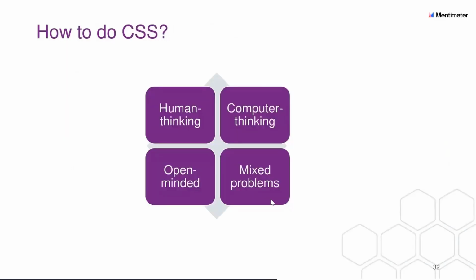To do CSS involves combining human thinking, computer thinking, open-mindedness, and mixed problems. So we kind of haven't talked about open-mindedness and mixed problems, but these are things that apply both to social scientists and computer scientists. So everyone, regardless of which sort of background you come from, whether you were trained as a computer scientist and you're now trying to learn CSS, or you're trained as a social scientist and you're now trying to learn CSS, everyone needs to be open-minded and able to identify a mixed problem.